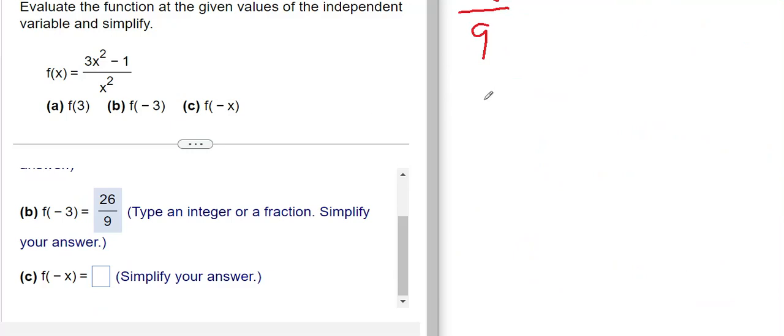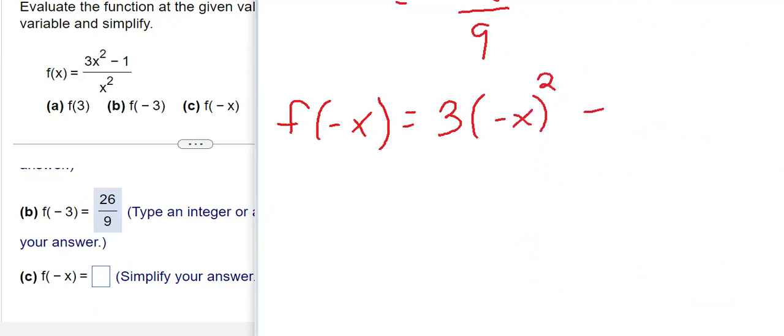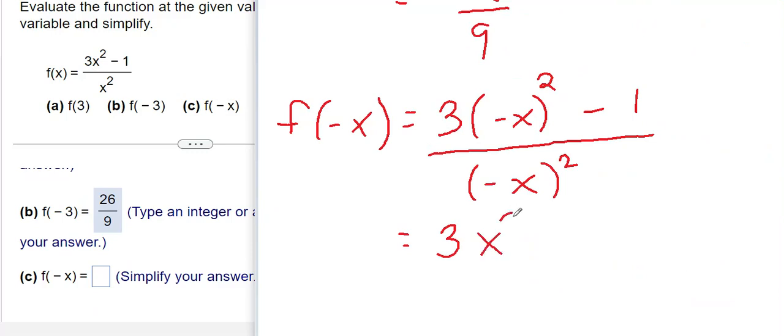So the last one here is to do f of negative x. So f of negative x, 3 times negative x in parentheses squared minus 1 over negative x in parentheses squared. So that's 3x squared, because a negative times a negative is a positive. Subtract 1 over x squared.